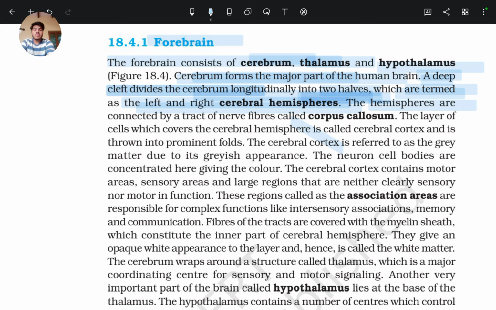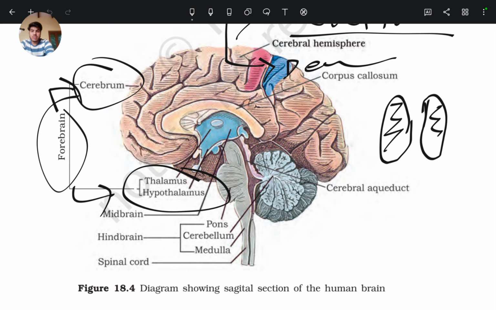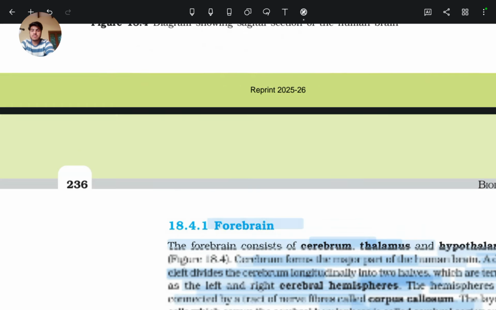The hemispheres are connected by a tract of nerve fibers called corpus callosum.